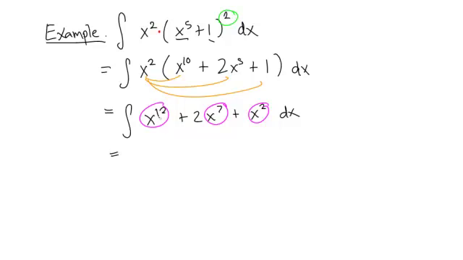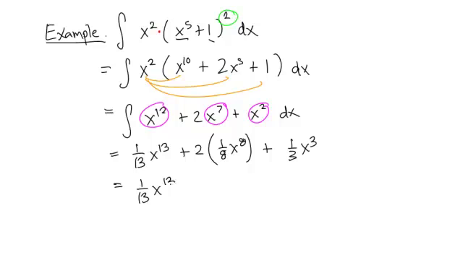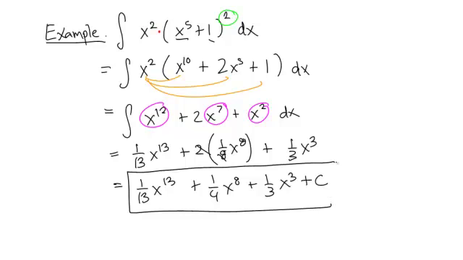So the antiderivative of x to the 12 is 1/13 x to the 13th. The 2 comes along for the ride. The antiderivative of x to the 7 is 1/8 x to the 8. And the antiderivative of x squared is 1/3 x cubed. So here's one antiderivative. If I clean it up to get 1/13 x to the 13th, plus 1/4 x to the 8th, plus 1/3 x cubed, plus an integration constant, and we have every possible antiderivative.